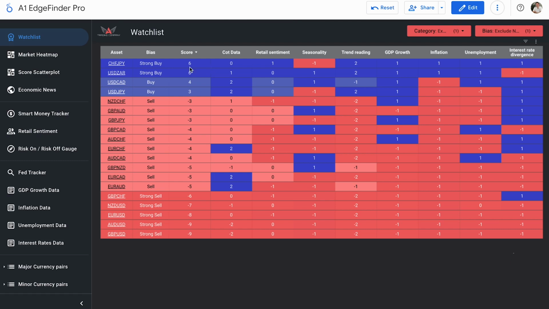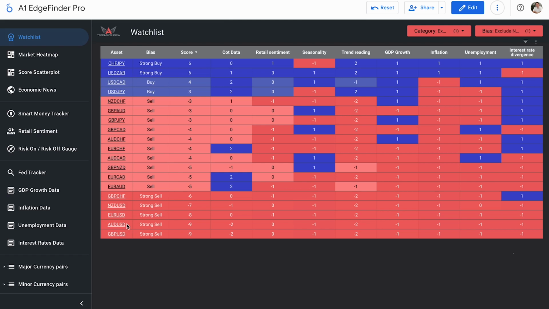And look at that, we have a ton of sells, including a lot of strong sells. Only 4 buys though, CHF, JPY, and USD ZAR being our biggest buys, both scores of +6. And we have 2 strong sells with scores of -9, GBP USD and Aussie USD.